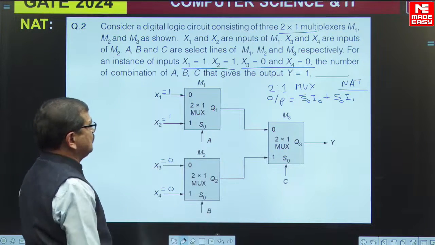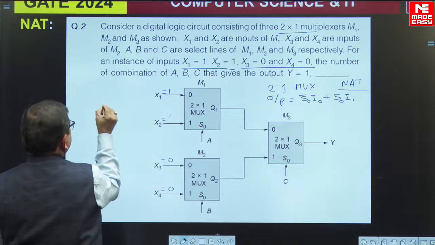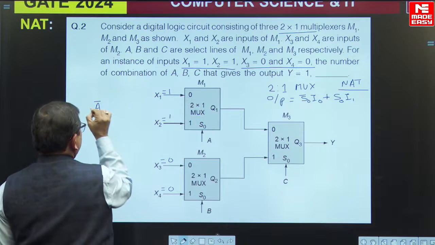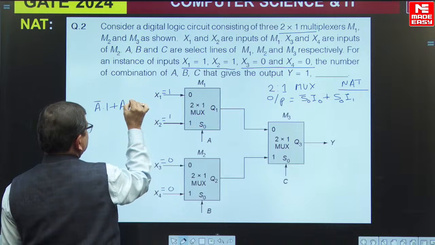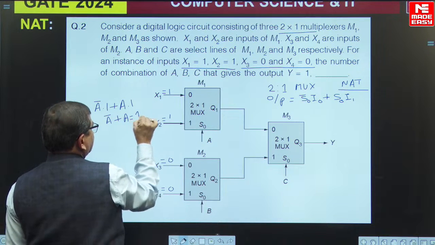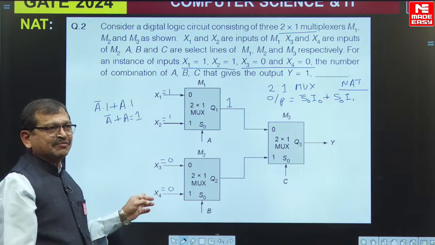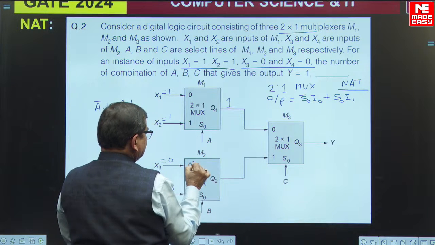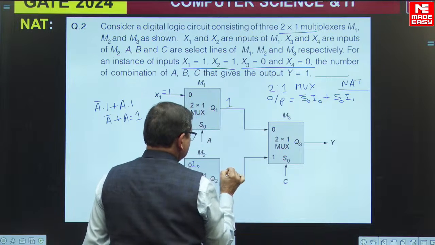So based on these values, if you look here, the output of the multiplexer 1, if you read, it is A complement in the place of S0, A. So A complement, x1 is 1, or with A, x2 is 1. So basically we are looking here at A complement or A. So definitely it is 1. And a similar approach if we extend here, x3 and x4 are 0. Whenever x3 and x4 are 0, meaning I0 and I1 are 0, the output will be 0.